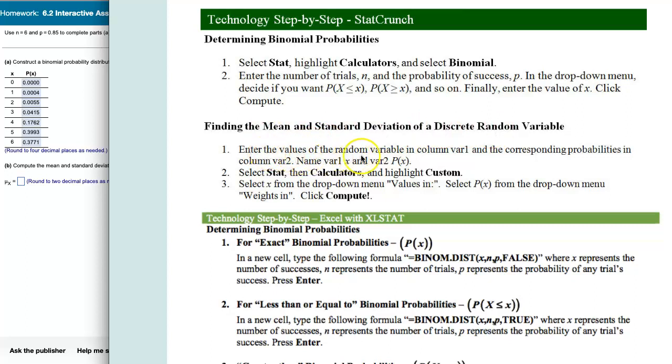So we're going to enter our values in StatCrunch, which actually we've already done. We built them by using the calculate feature. Next, we'll select Stat, Calculators, Custom, and then we'll select the values that we need, X and P of X, and then we'll compute. So let's go through that process.